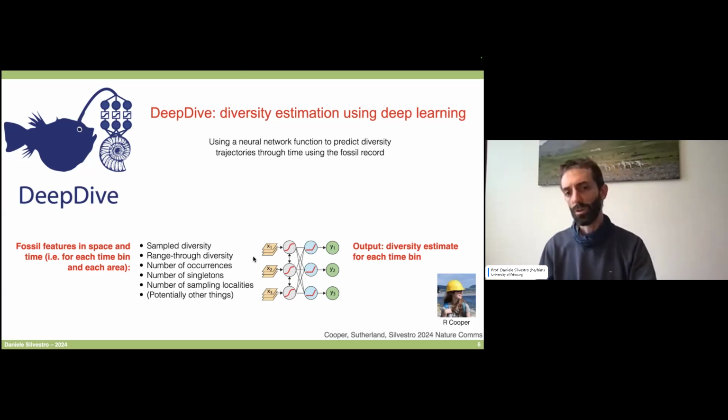Here we're going to use a special type of neural network called a recurrent neural network, where there is a certain interdependency between time bins, so that the model knows that time bins are actually a time series. We try to take all of these counts that we can observe in the fossil record and turn them into a prediction of diversity.